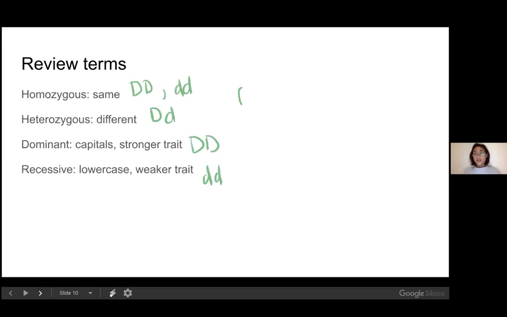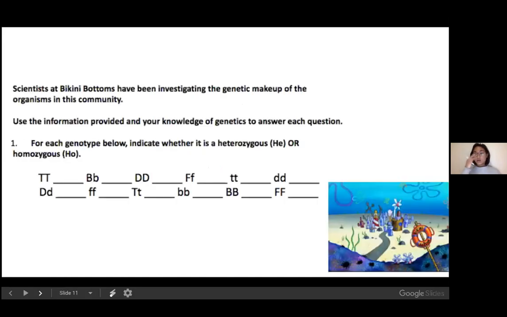They're very weak. They cannot stand by themselves, so they always have to have a pair. That's a recessive trait right there. So those are just your terms to go over. Let's go ahead and do this practice.